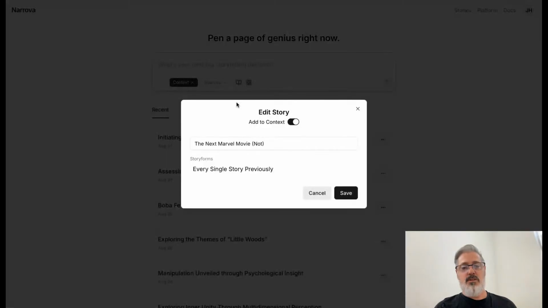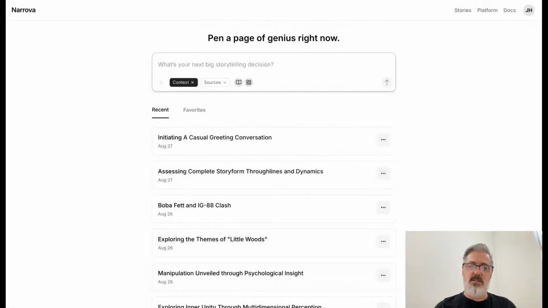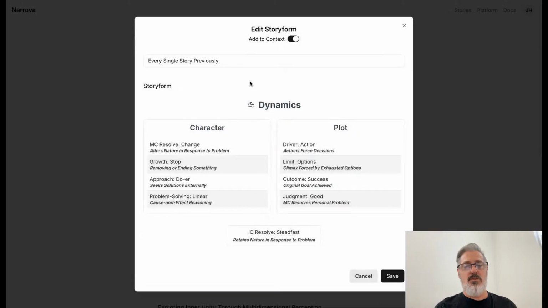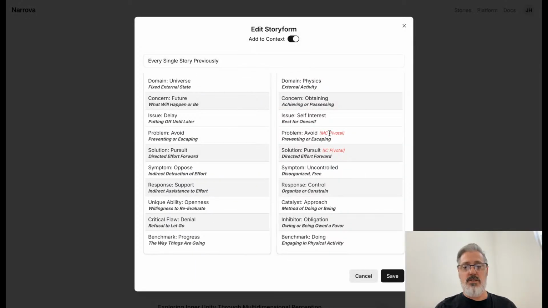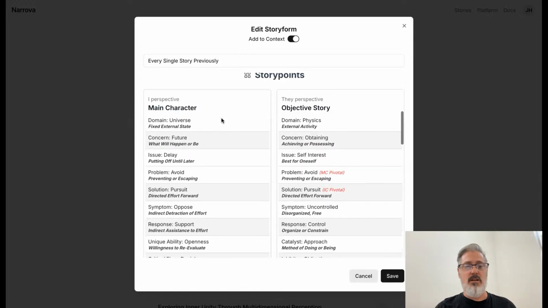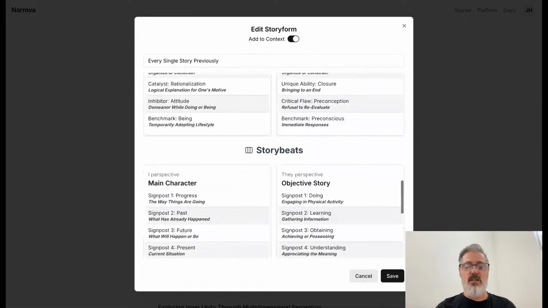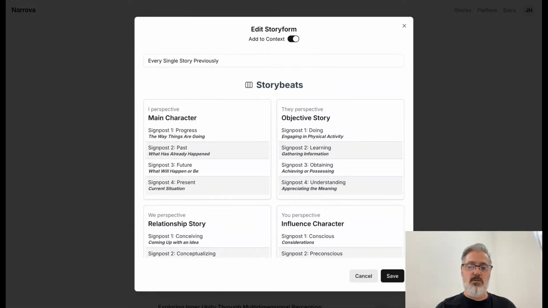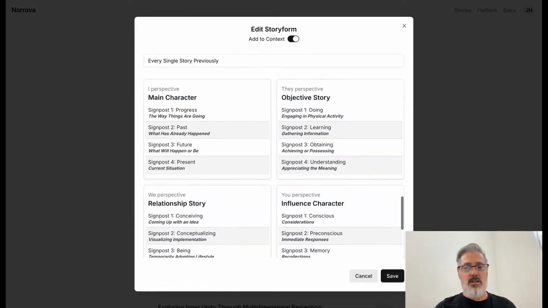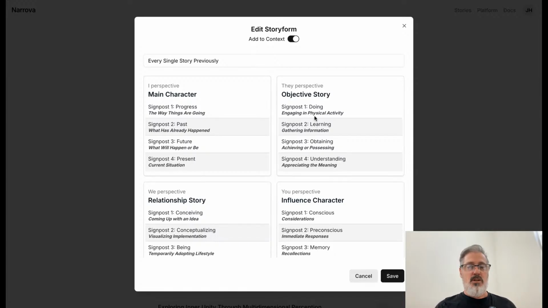The story is this open book thing. That's that story. I don't really have anything in there, so it has yet to have documents uploaded to it if I had canon that I wanted to put in there, or character sketches or whatever. And then the story form, you'll see it's here. Look, I've already marked what the MC pivotal and IC pivotal are in here. You have the main character objective story. This is essentially everything that you saw in the Storyform Builder is now here in Narrova to build off of.